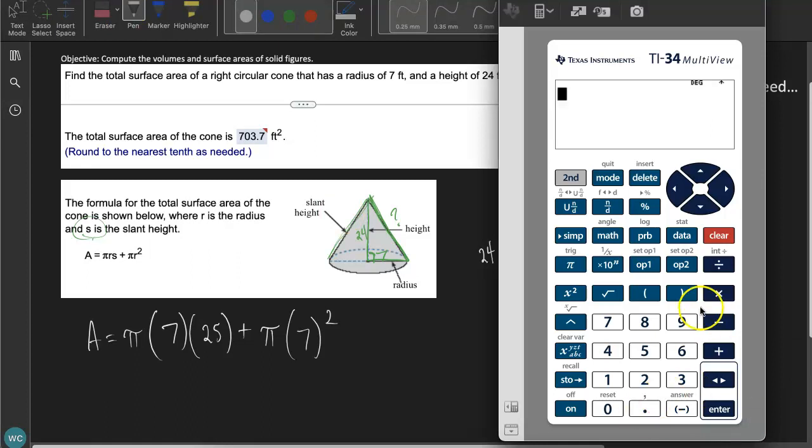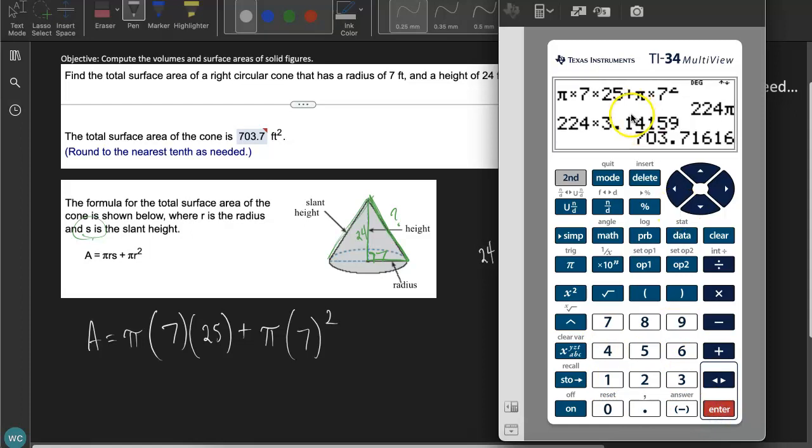So let's put this information into our calculator. I see that it's given me the answer in terms of pi. So what I could do at this point is use an approximation for pi. The more precise of an approximation that I have here, the better final answer I will get. Rounding that to the nearest tenth is how we arrive at 703.7 square feet.